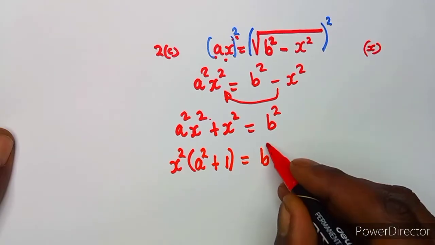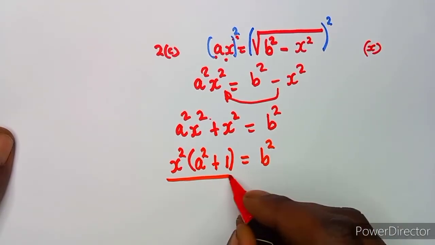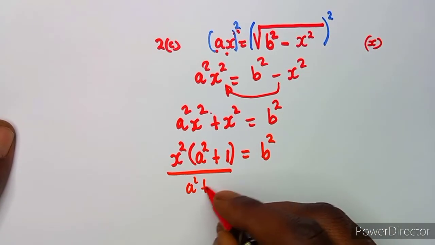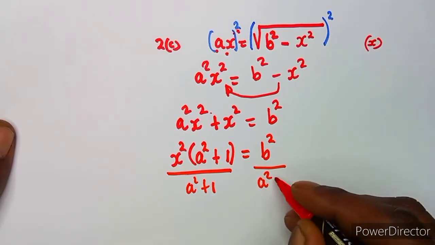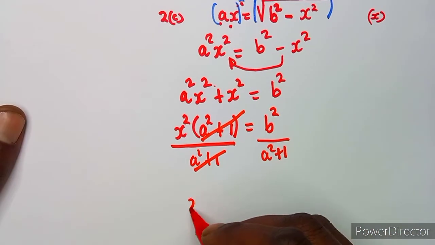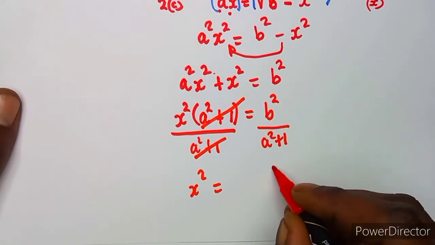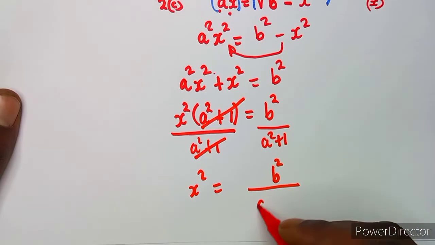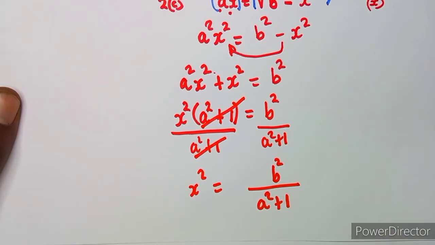Equal to b squared. So divide by the bracket, that's a squared plus 1, divide by the bracket a squared plus 1. So this can cancel, and our x squared is equivalent to b squared over a squared plus 1, simply like that. So I want to make x the subject, not x squared.